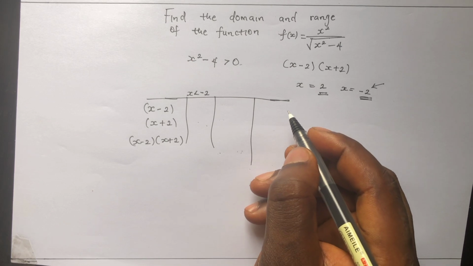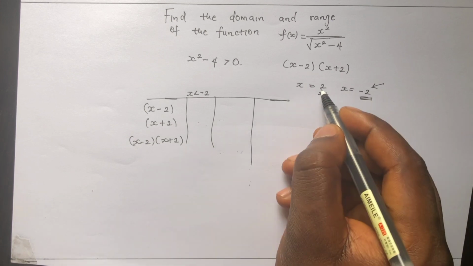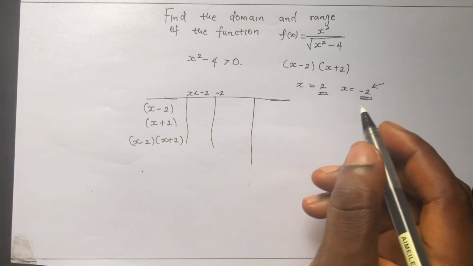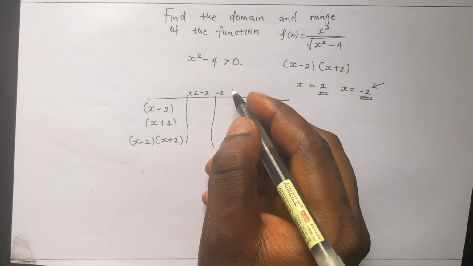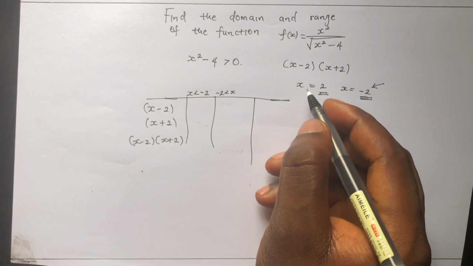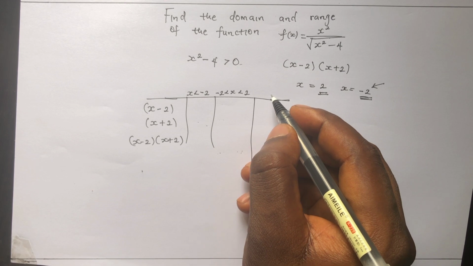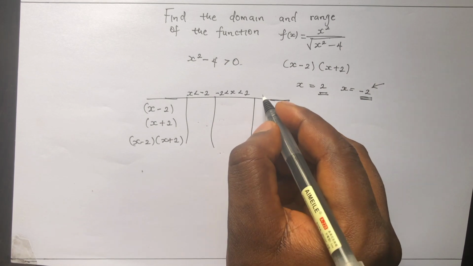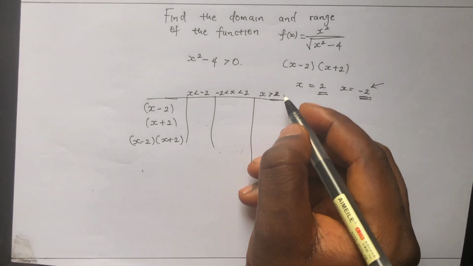Now, we're also going to look for a set of values that will be within negative 2 and positive 2. And so we have when x is greater than negative 2 and when x is less than 2. And we're also going to test for a set of values when x is greater than 2.